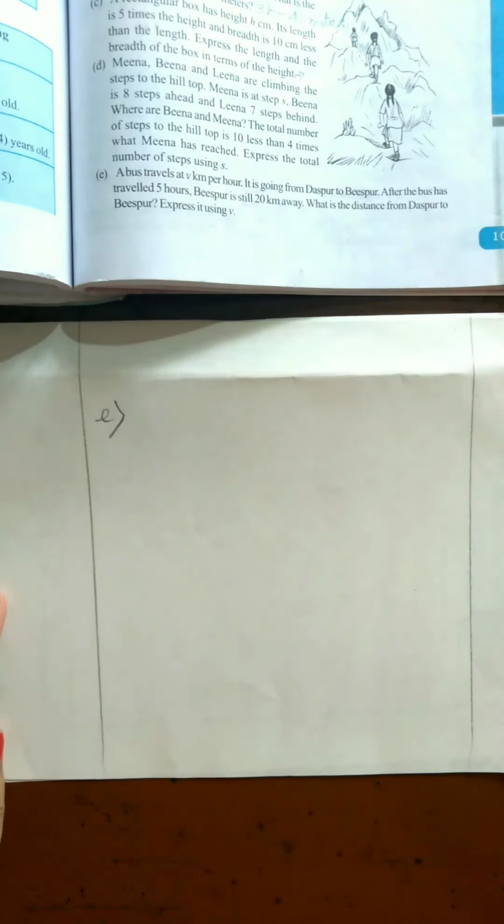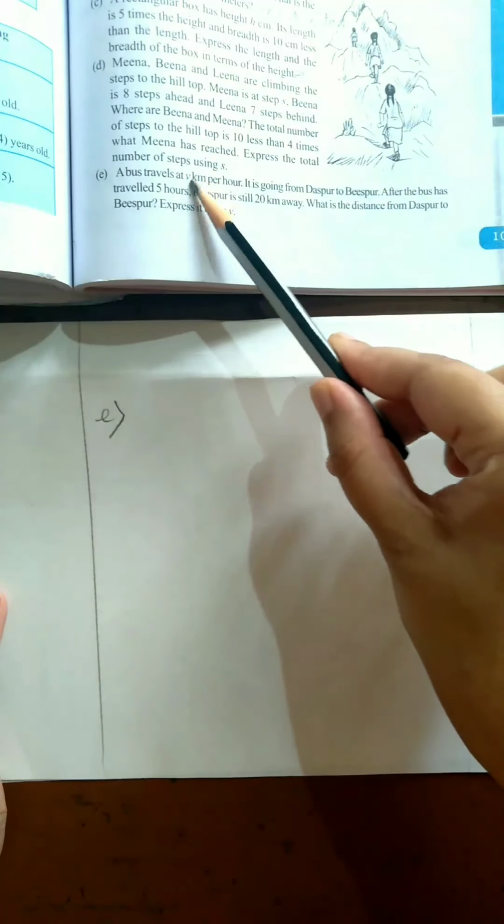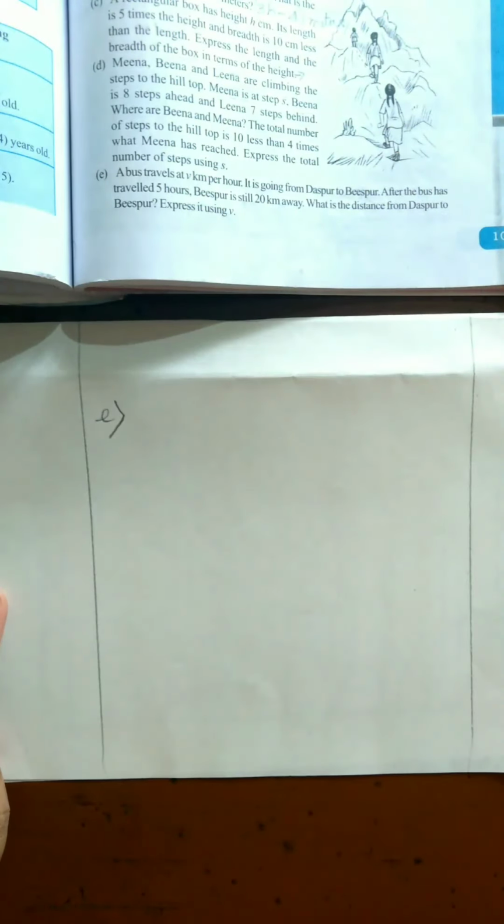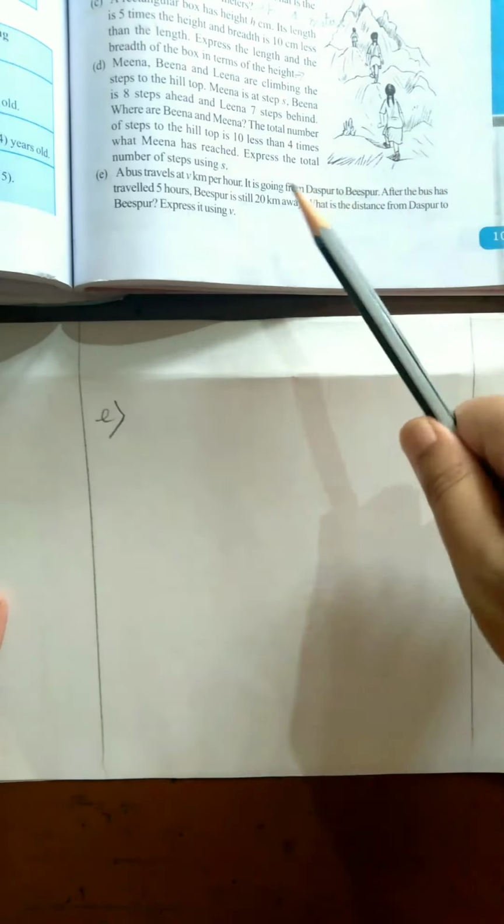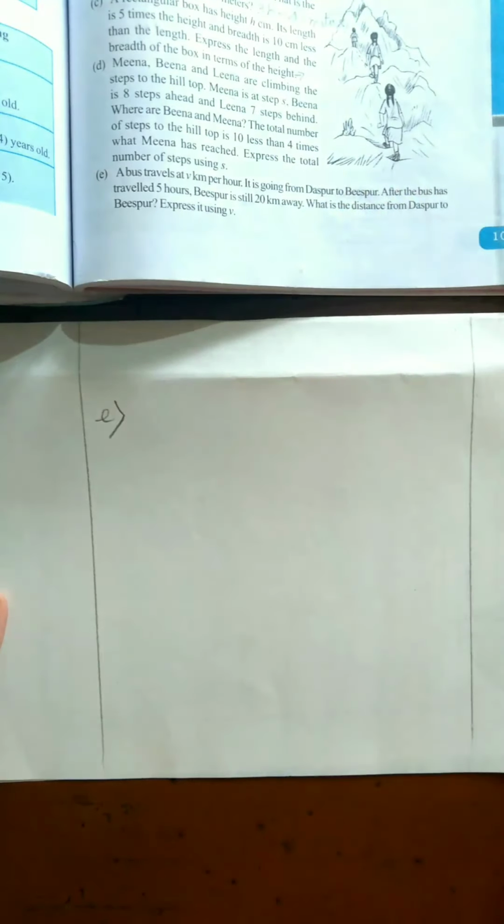Now we shall move on to the last problem, E problem. A bus travels at v km per hour. Let v km per hour be the speed of the bus. It's going from Daspur to Bispur.